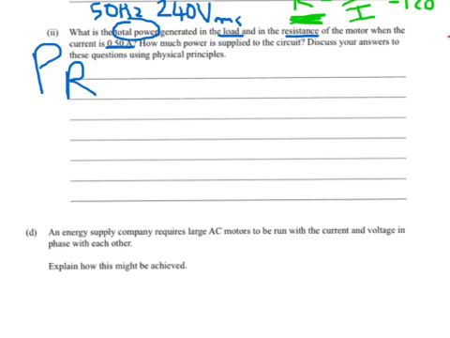So it looks like it's asking 3 things. How much power is supplied to the circuit? Discuss your answers to these questions using physical principles. Okay, so first part wants you to find out the power generated by the resistances. Second part, how much power is actually supplied to the circuit. And then discuss your answers using physical principles.